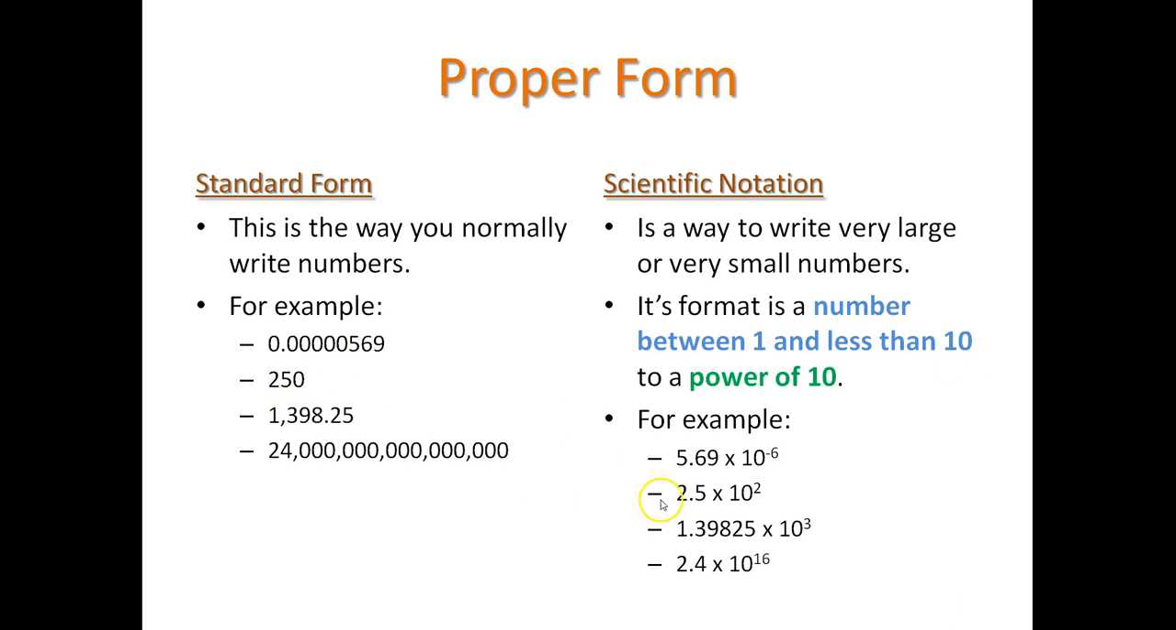So 250 is 2.5 times 10 squared, because 2.5 is a number between 1 but less than 10. This number in the thousands is 1.39825. I used all the digits times 10 to the third power. So this is where the power of 10 comes in. This is a power of 10, power of 10, power of 10. And our 24 quadrillion is 2.4, because 2.4 is a number between 1 and 10, less than 10. And it'd be to the 16th power. So that's proper form. So now that we got that out of the way, how do you multiply?